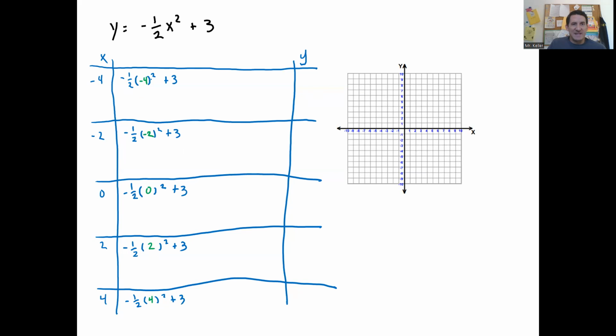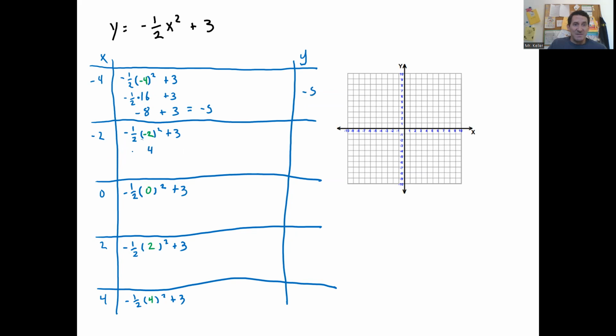So -4 squared, that's going to be a +16. So -1/2 times 16 plus 3. When you're multiplying by a fraction, it's the same thing as dividing. So multiplying by 1/2 is the same thing as dividing by 2. So -1/2 times 16 is -8, plus 3 is, careful adding with the negative, that's going to be -5.